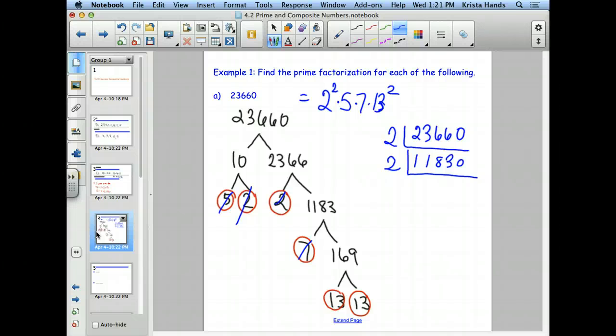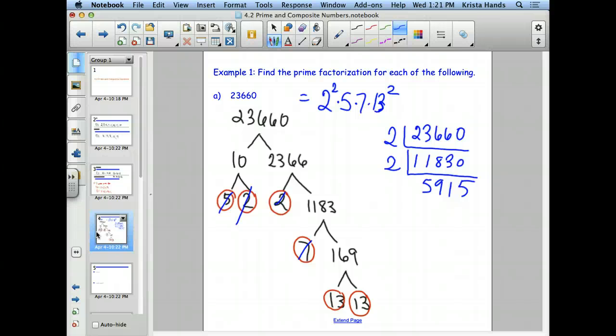All right, 11,830 divided by 2. What does that give me? 5,915. Okay, is it all good, everybody? 5,915. So it's no longer even, correct? So I no longer have to worry about the number 2. What's the next prime number that I would want to worry about? 3 would be one I would check next.